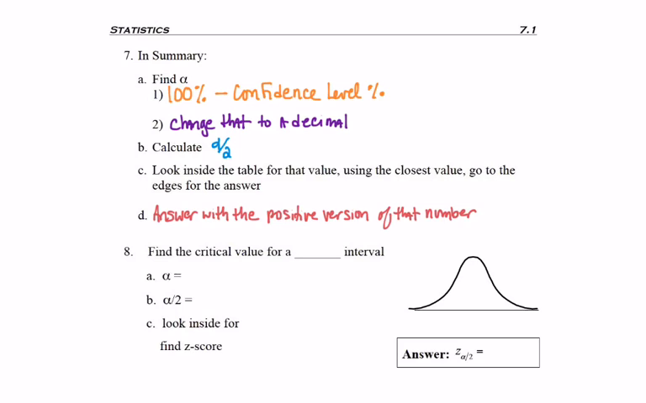for a 95% confidence interval, first I find alpha, 100% minus 95% is 5% or 0.05. Divide 0.05 by 2 to get 0.025. Look in the middle of the table for 0.025. And I will find negative 1.96 as my z-score, but when I answer for z alpha over 2, we answer with the positive version of 1.96.